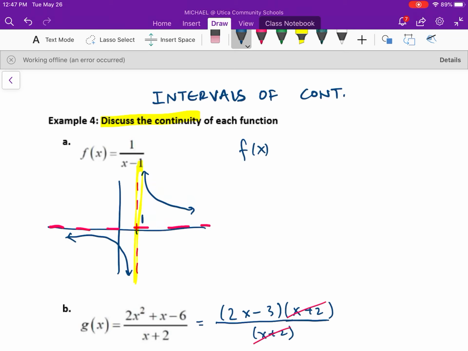So we would say f of x is continuous from -infinity to 1, along with from 1 to infinity, and we're using open intervals. We're using the parentheses instead of the square brackets because we do not want to include 1. It is not continuous at 1, and that's the only point we've removed. All right, pause your video here. Start working on examples B and C.